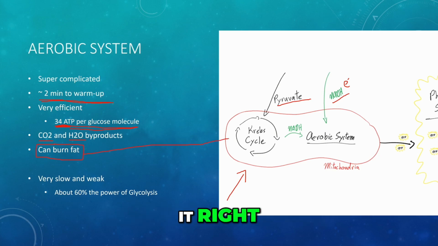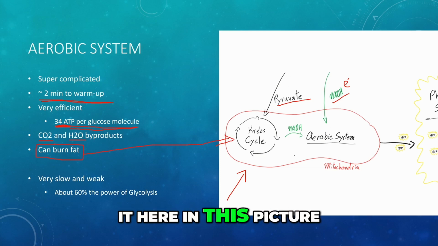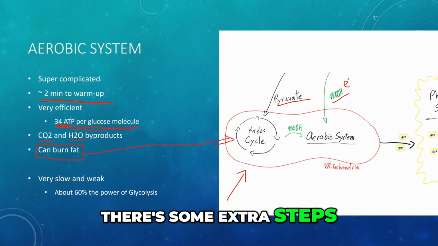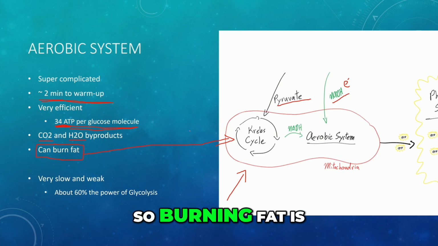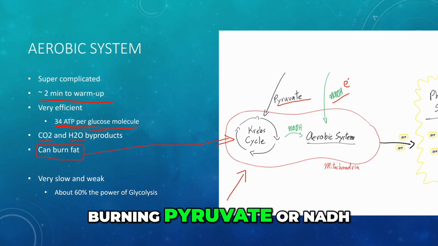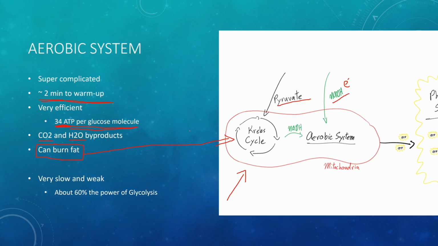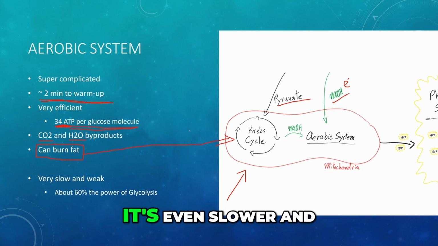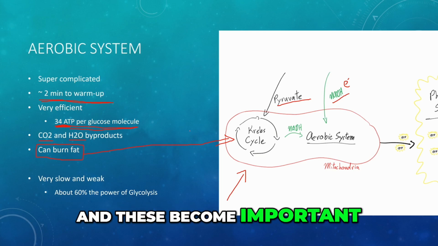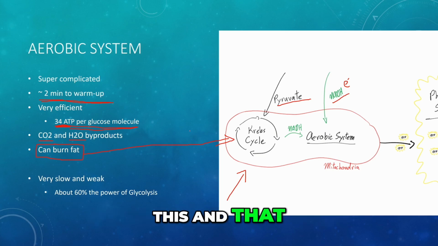A key thing to note is that this is the only system that can take fat and burn it, right? I didn't put it in this picture, but you can add fat as a fuel source. The one thing to note is that even though fat can be burned, it's a really big storage molecule. There are some extra steps in breaking it down, so burning fat is even slower than burning pyruvate or NADH. Although we can burn fat, it's even slower, and you'll get even less ATP per minute. These become important later on when we talk about nutrition.